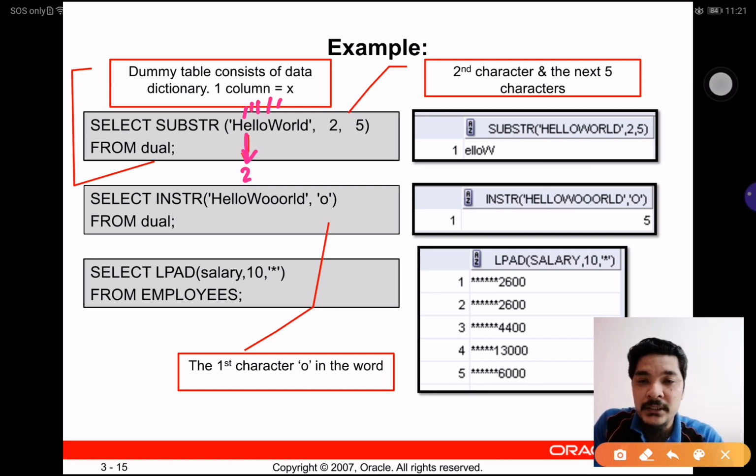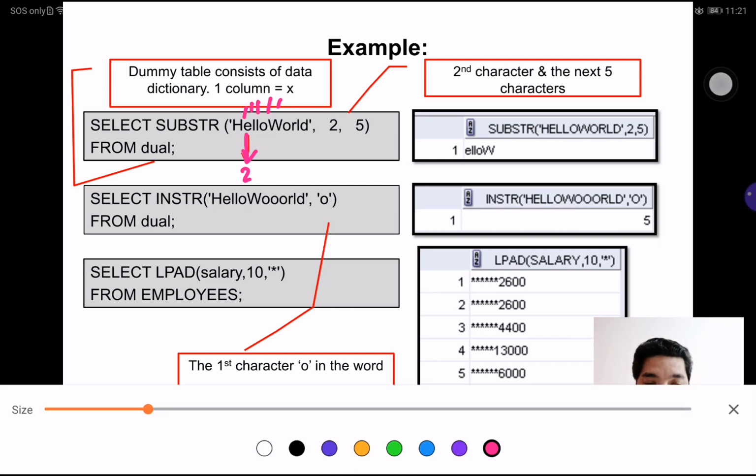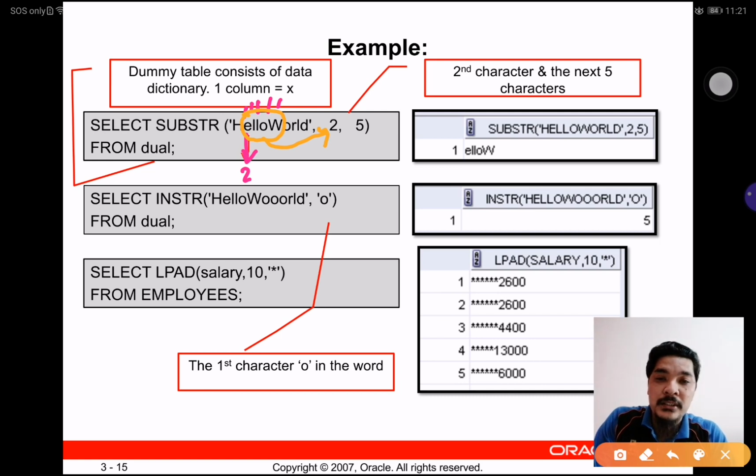Okay, so the word is H, E, L, L, O, W. Because it will start with the character number 2 and 5 onwards. It's not 2 until 5. Okay, bear in mind, bukan 2 sehingga karakter kedua hingga karakter kelima. It's not 2 until 5.